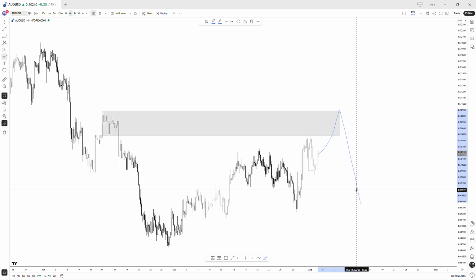AUDUSD is the only pair that's not correlating with the other USD pairs. All of them are correlating. I'm talking about EURUSD and GBPUSD, but AUDUSD isn't. So we have to be careful, because when they all correlate, it's better. If AUDUSD is going in a different direction, it could mean something else.